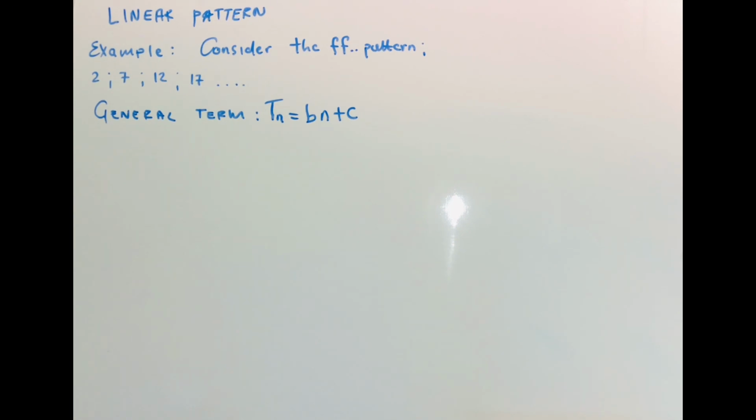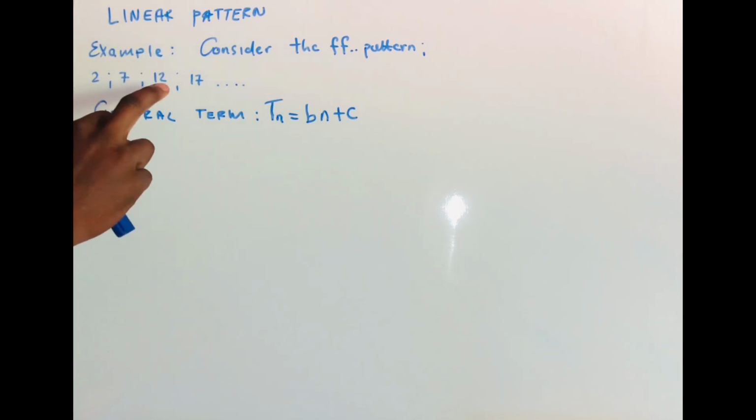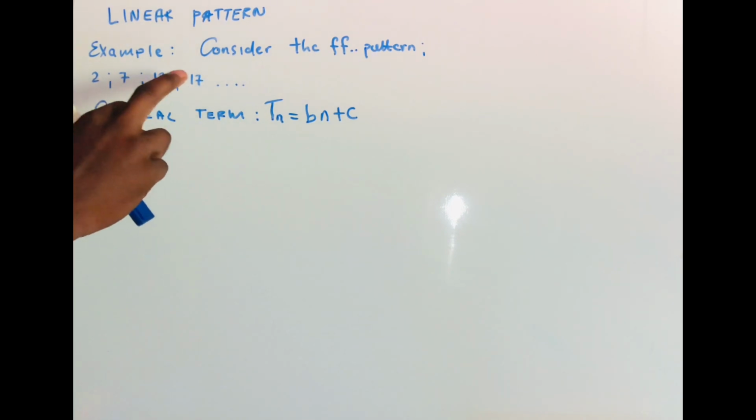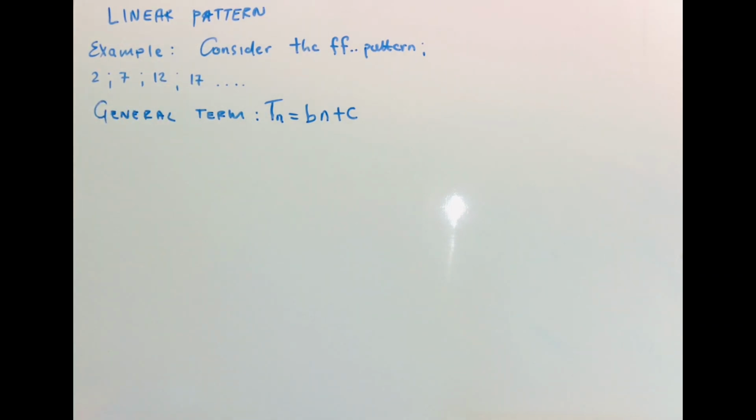A linear pattern is whereby you have a number, and to get the next number you add a certain number to the previous number. Let's look at this one on the board. For you to get a 7, you have to add 5 to 2, and then 2 plus 5 you get a 7. And then for you to get 12 you have to add 5 to 7. And for you to get a 17 you have to add what? You have to add 5 to 12, and then you get the 17.